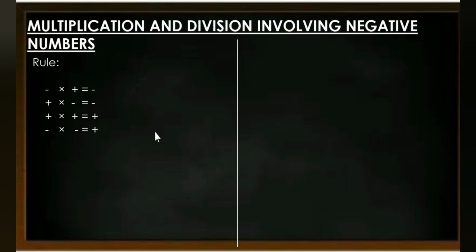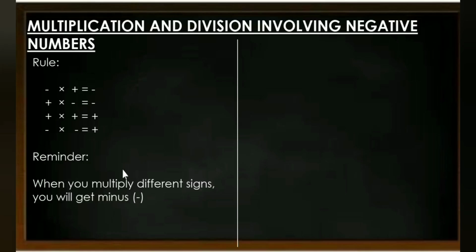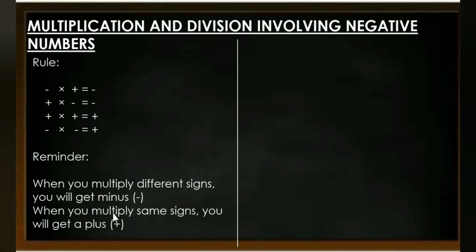In order not to crack your head too much, or in order not for you to start struggling to remember this rule, just take this as a reminder. When you multiply different signs, your answer is minus. As you can see, when the signs are different, minus and plus, you have a minus. When the sign is plus and minus, you have a minus. An easy reminder, right? Very good. Now, when you multiply same signs, you get a plus.